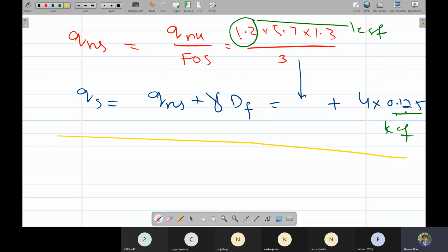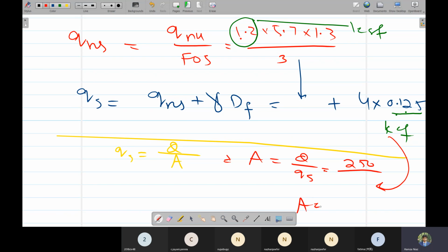Now our footing dimension: we know that footing pressure is equal to the total load over the area of footing. The total load given divided by the area of footing should be equal to the Q safe, the safe bearing capacity. The area of footing would be U over QS. We know QS, 250 kips, from here. So simply we can find the area of footing. Whatever the value is, just round it to the next higher 0.1 multiple.